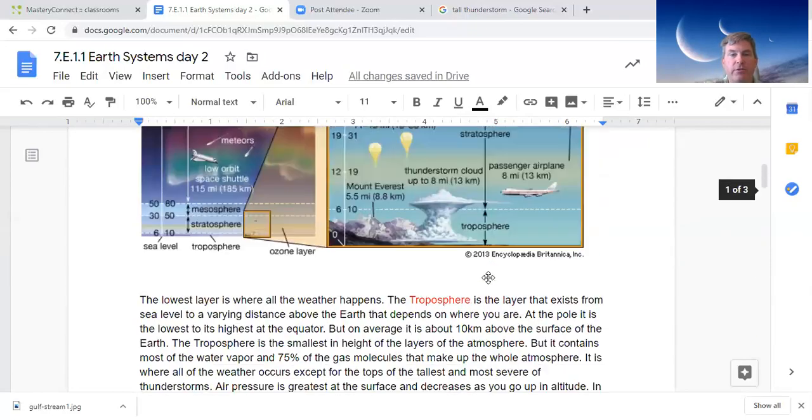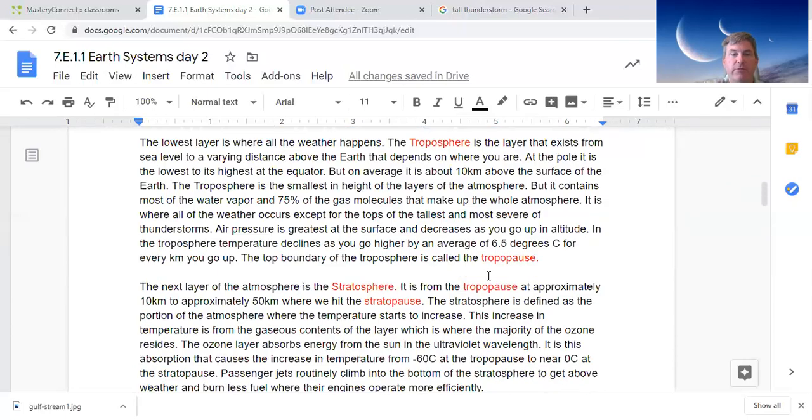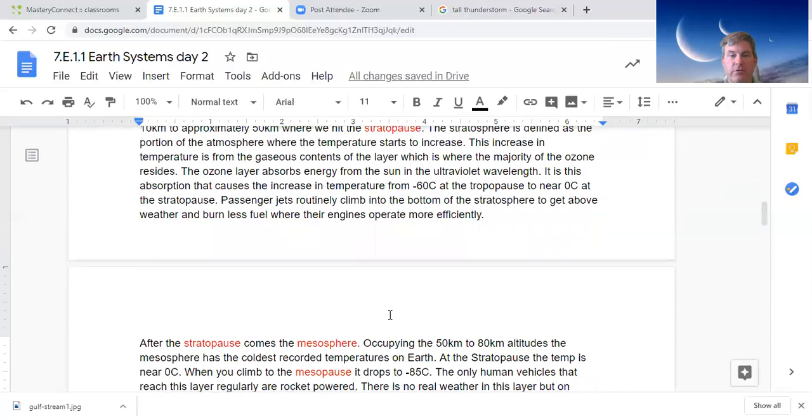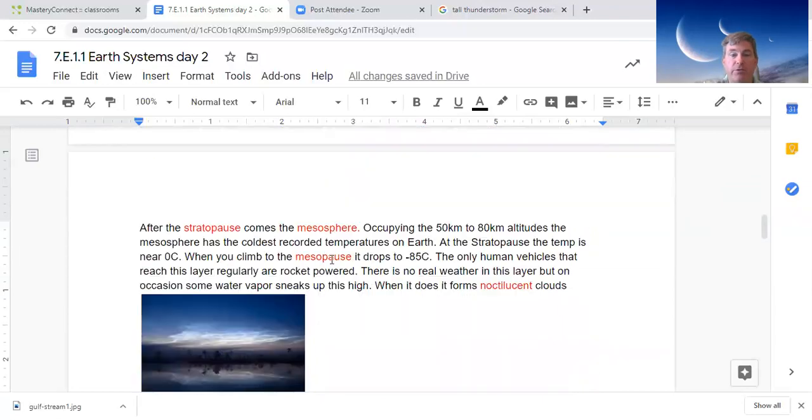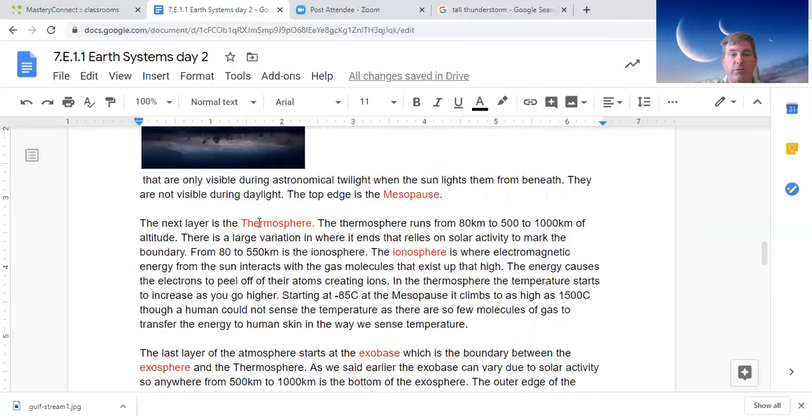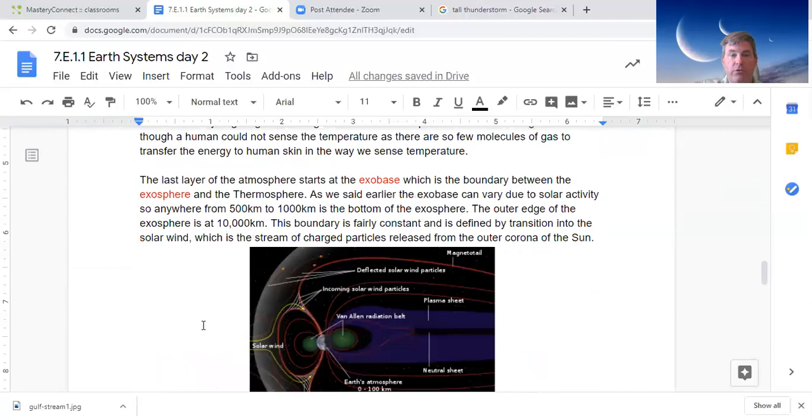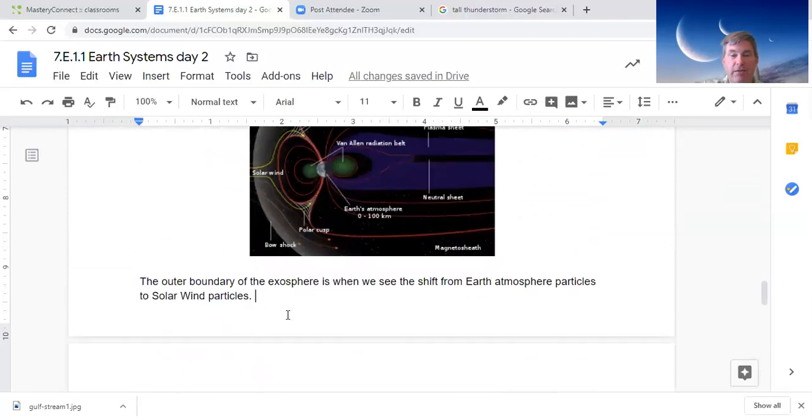Hope you guys enjoyed this, but again, review: troposphere, tropopause, stratosphere, stratopause, mesosphere, mesopause, thermosphere, ionosphere, exobase, exosphere, and when we get out of that, we're in the solar wind.